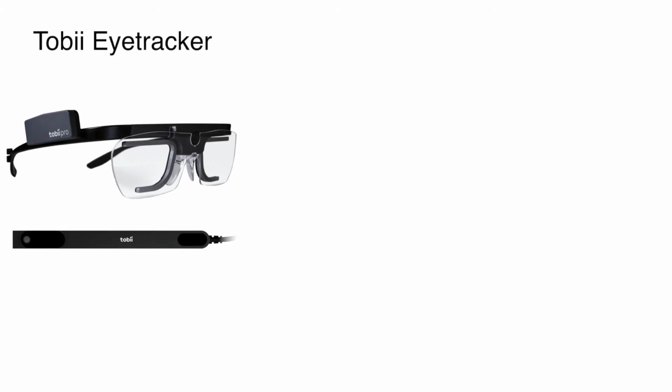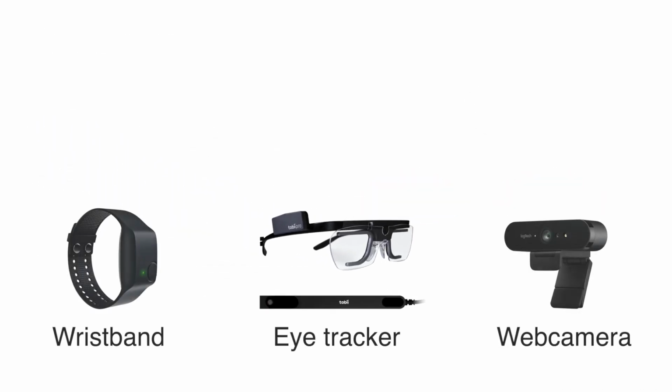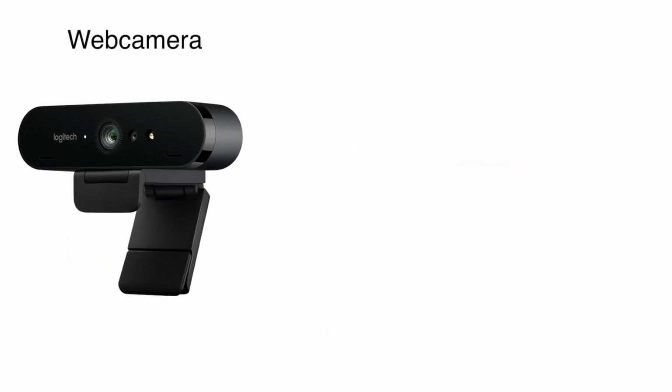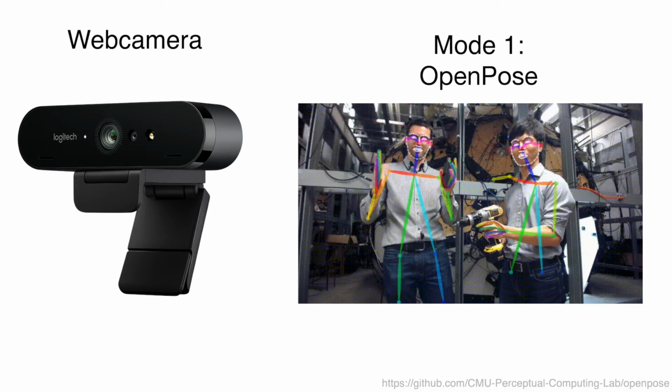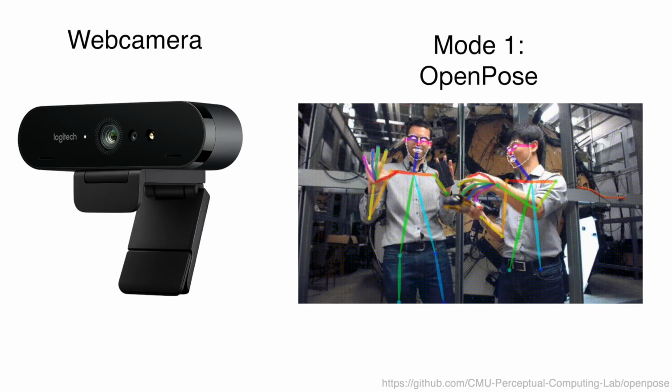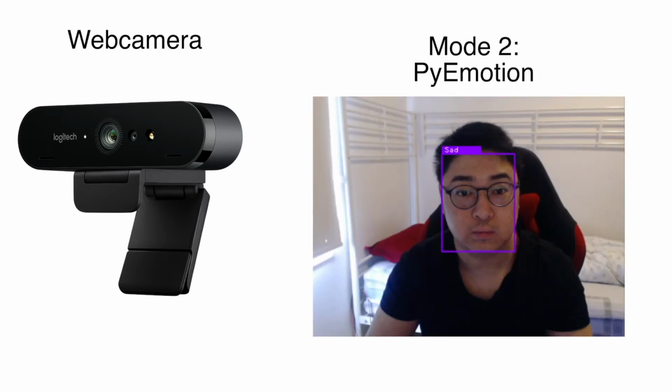For the eye tracker, we use a device called Tobii eye tracker, which captures the user's eye movement and pupil size. Based on this information, we can, for example, measure how difficult a task is perceived. The web camera captures a video feed of the user, and the program has two modes. We either use a deep learning pose estimation library called OpenPose to estimate the student's skeletal positions, or we use another deep learning library called PyEmotion to estimate the student's emotional state.